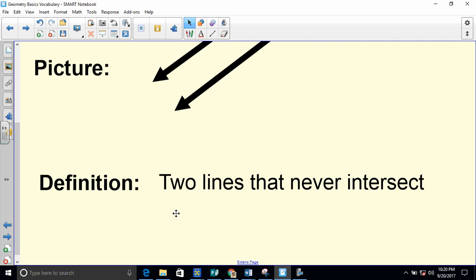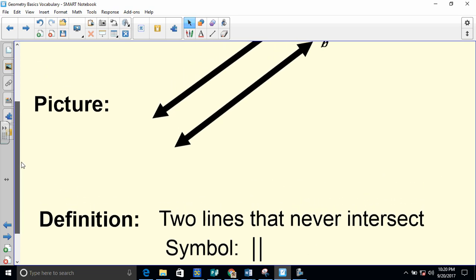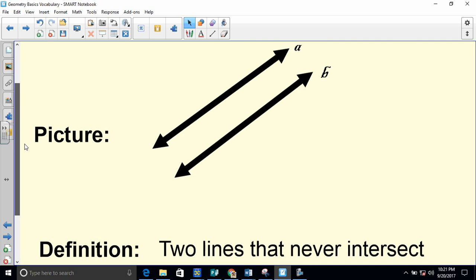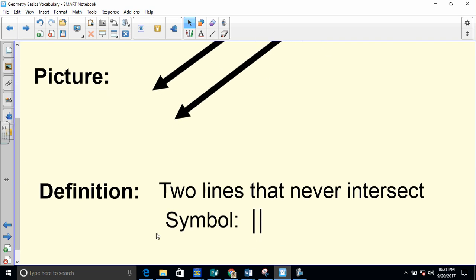So the symbol for parallel kind of looks like 2 vertical parallel lines. For example, if we wanted to go off of the picture above, which those lines are labeled A and B, then we can say line A is parallel to line B, and that's how you read that. So the symbol for parallel looks like 2 vertical parallel lines.